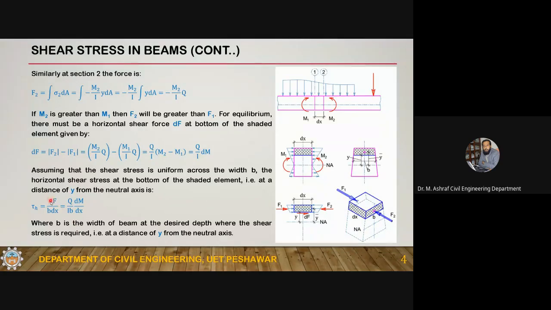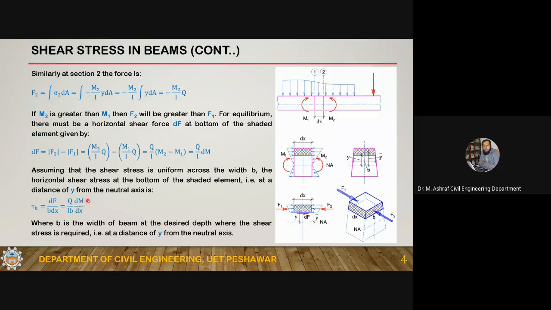So if you divide this dF by B dx, you will get shear stress, and this is horizontal shear stress. This stress acts in the horizontal direction, so that's why the name is given. Tau H, the horizontal shear stress. Just plug in the value of dF from this equation, and you will get Q over I B into dM by dx.